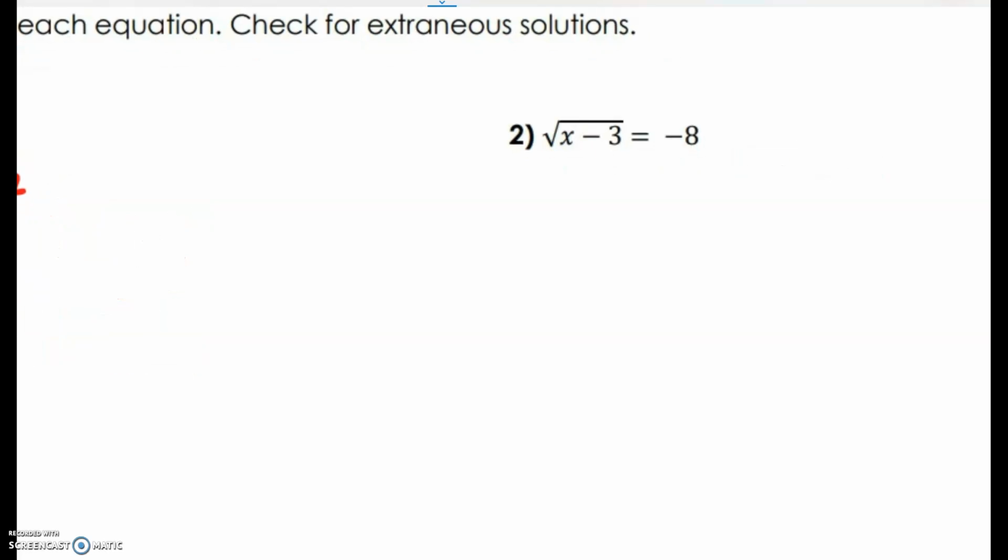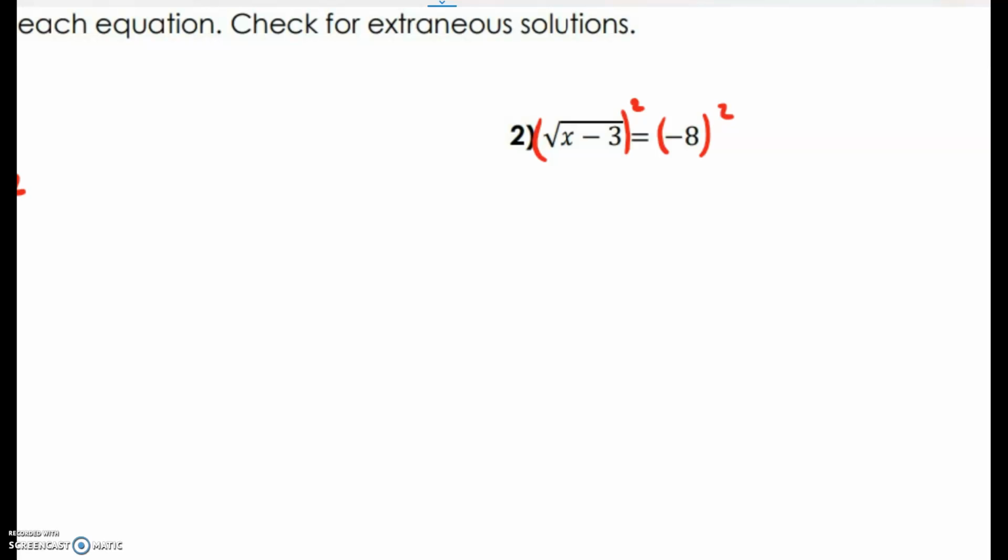So number 2, is the radical isolated? Is it by itself on the left-hand side? The answer is yes. Now there is a minus 3, but that's inside of the radical, so it's not separate from it. It is isolated on the left-hand side. We are ready to raise both sides to the same power. So my index is a 2 again, so I'm going to have to square both sides. I'm squaring the left-hand side, squaring the right-hand side.